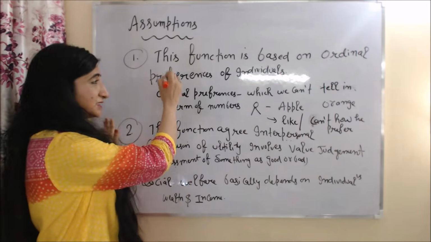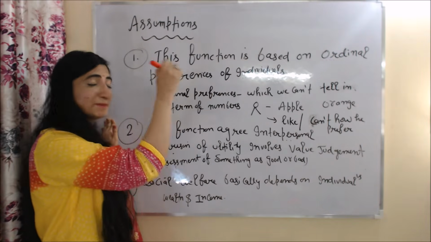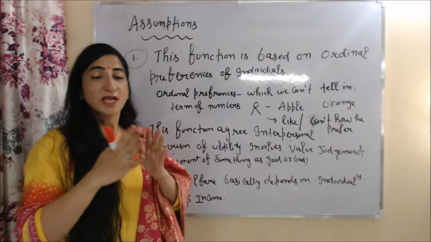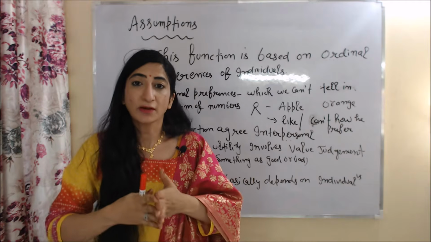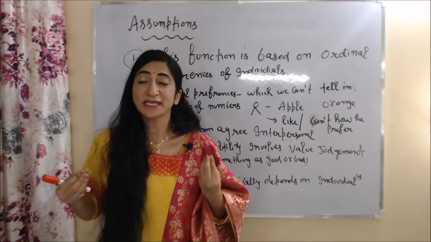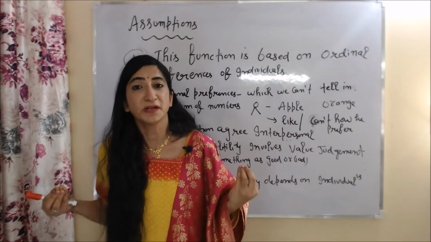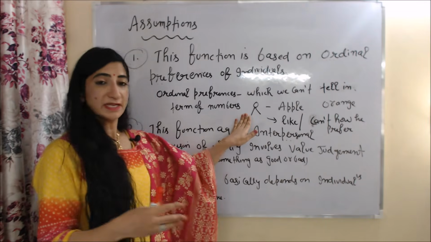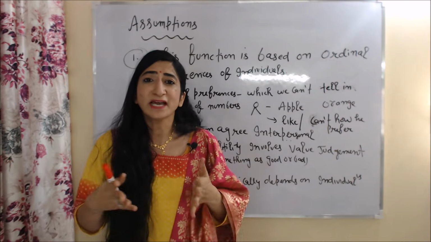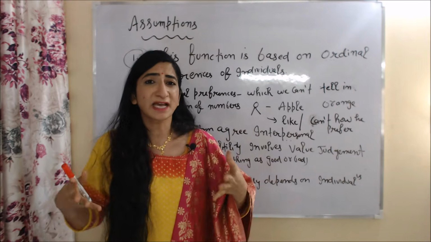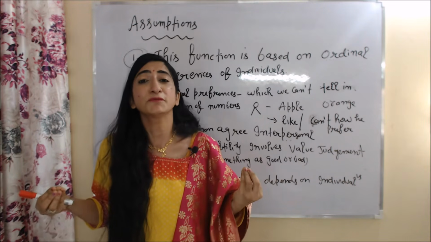First assumption is this function is based on ordinal preferences of individuals. Ordinal preferences means preferences which we cannot measure in terms of numbers. For example, person A prefers an apple more as compared to orange, but he cannot tell how much he prefers, meaning he cannot tell his preference in terms of numbers.